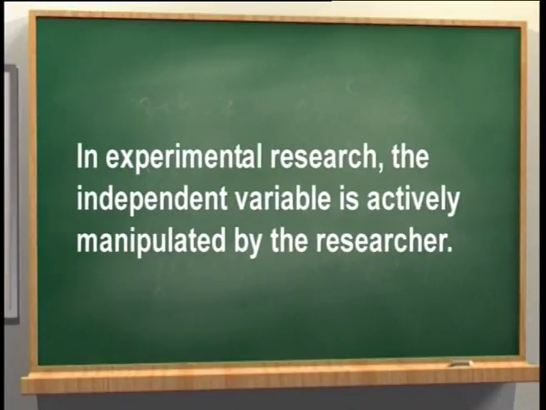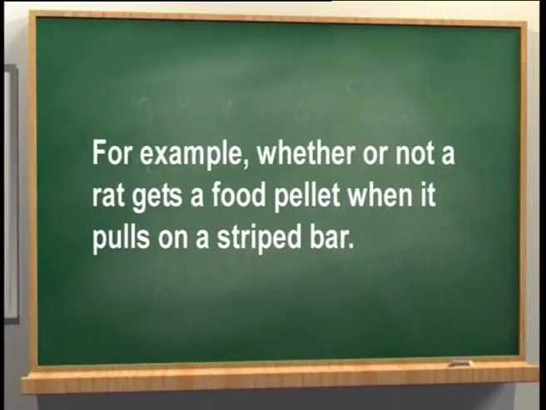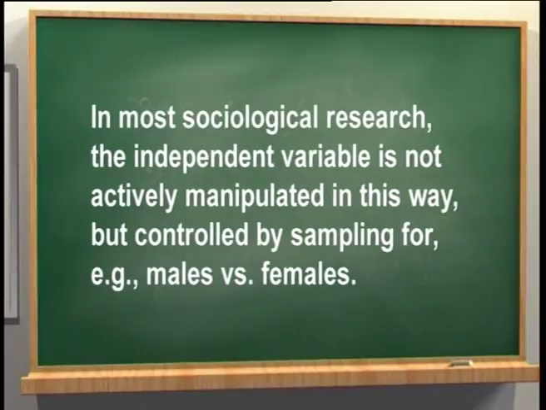In experimental research, the independent variable is actively manipulated by the researcher. For example, whether or not a rat gets a food pellet when it pulls on a striped bar. In most sociological research, the independent variable is not actively manipulated in this way, but controlled by sampling. Example, males versus females. Bivariate tabular analysis is good for asking the following questions.